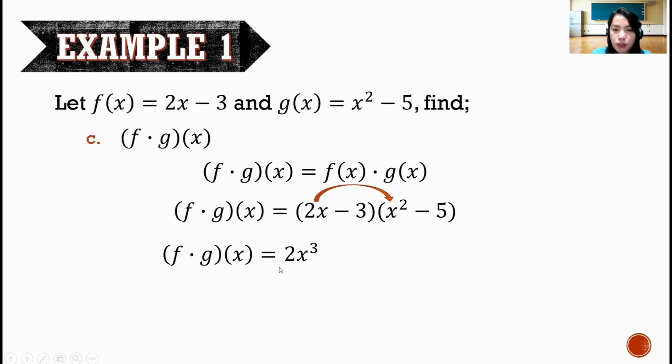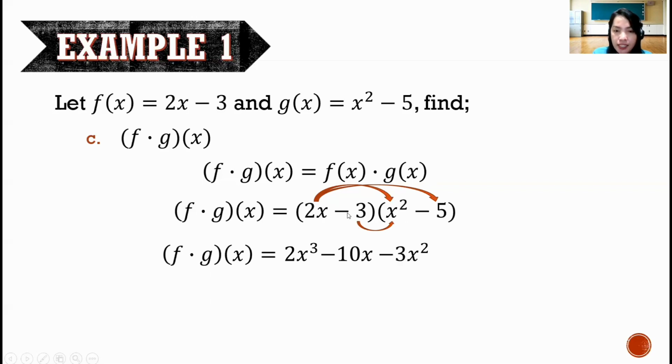2 times 1 is 2. Copy the variable x and then add the exponent. Next is to multiply 2x to negative 5. That is negative 10x. Just copy the variable x kasi wala namang variable na katabi yung negative 5. Next is to multiply negative 3 dun sa x squared. So that will be negative 3x squared.